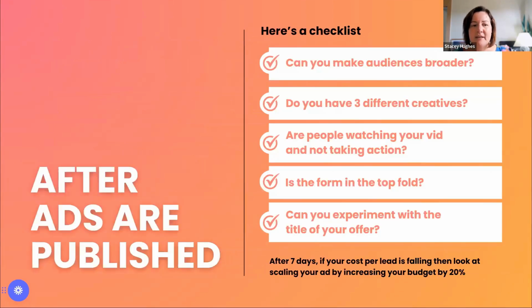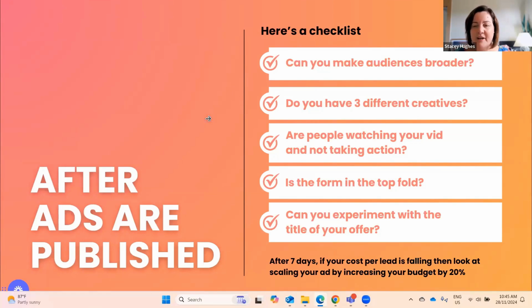Okay, so when the ads are published, we want to look at things like, can we make our audiences broader? This is going to affect the results. Do you have 3 different creatives in your campaign? So maybe you only are running an image ad. Could you add in something else like a carousel or a video? Are people watching your video and not taking action, if you do have a video? Is the form in the top fold? That's really important when you're sending people from ads to get them to become a lead.